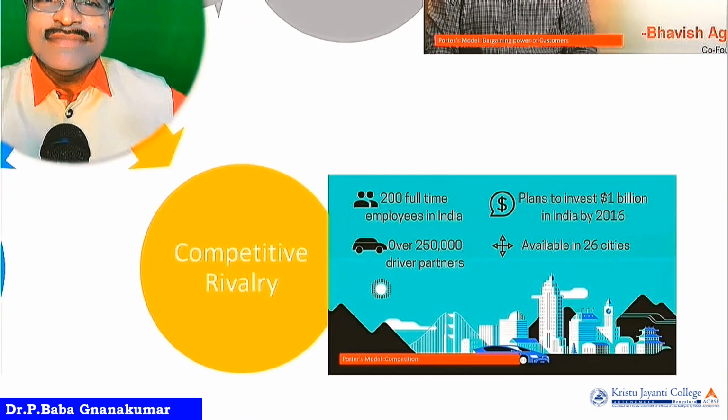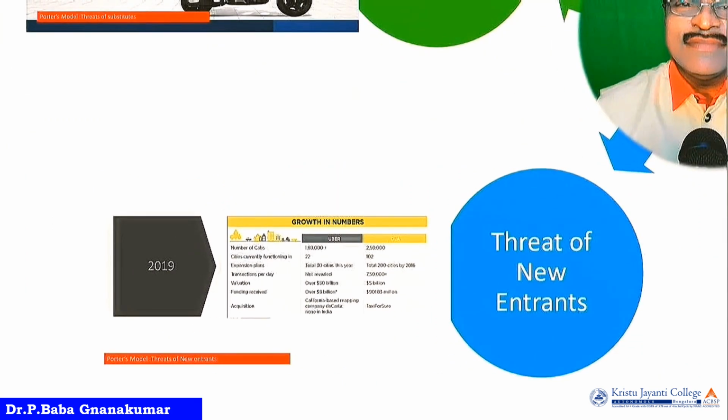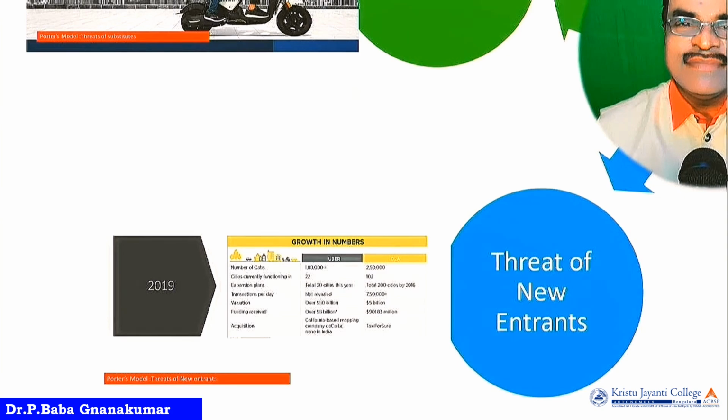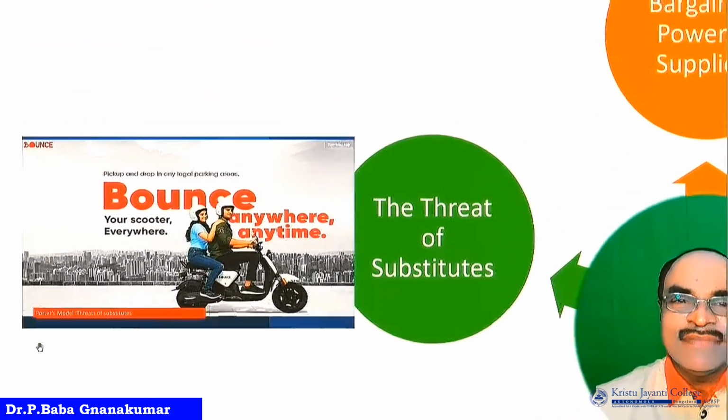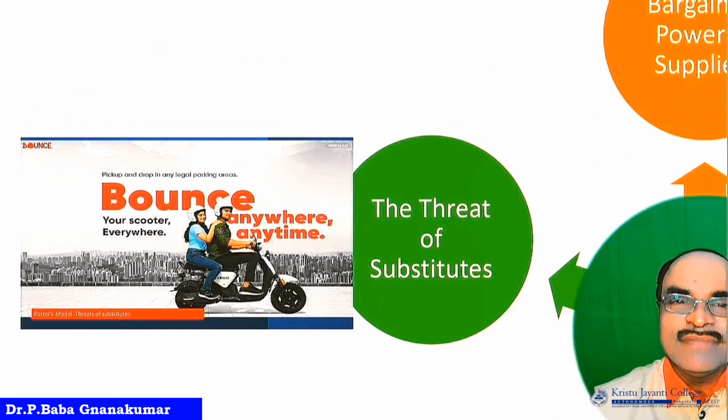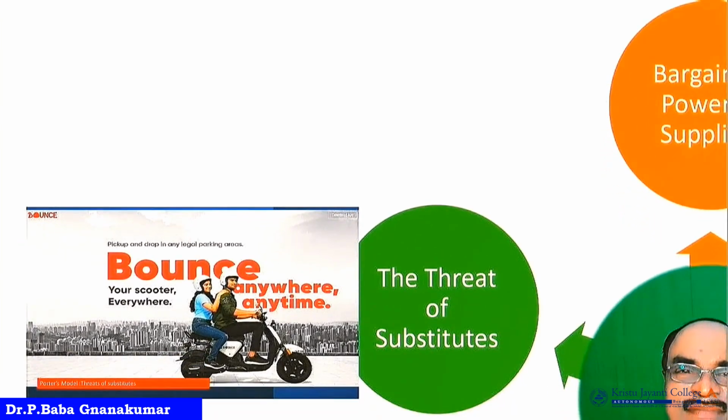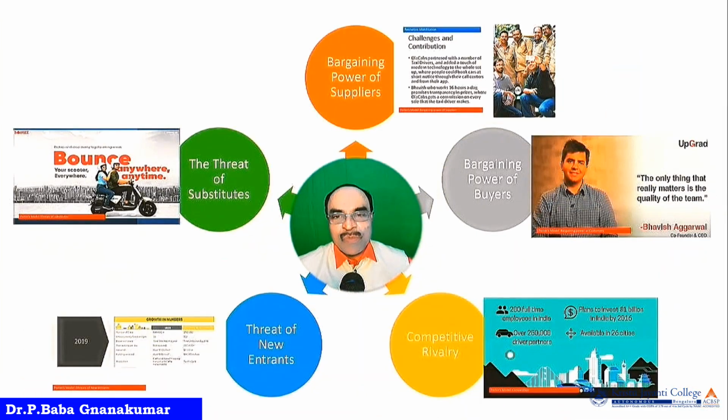Then how he overcame the first competition, Uber. Then how he identified the threat of new entrants. And then you must know the substitute also. He overthrew the substitute. That is how the disruptive model of Ola worked. That means Porter's five forces model. So in this story, you have to understand nicely the bargaining power of suppliers, bargaining power of buyers, competitive rivalry, threat of new entrants, and how he managed the threat of substitutes.